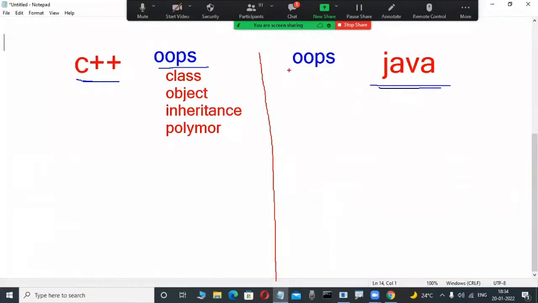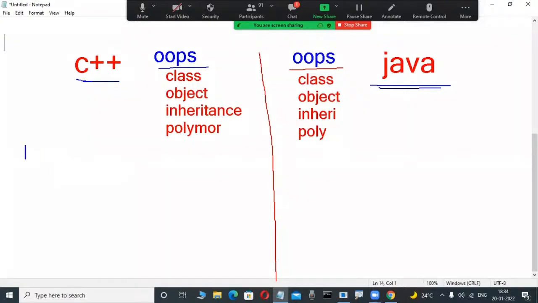Observe here. Same here in Java, the OOPS concepts: what is a class? What is an object? What is inheritance? What is polymorphism? There are so many concepts. That's why conceptually class, object, inheritance, polymorphism are the same in C++ and Java. Encapsulation, binding, something like that. Okay, but observe here. Can anybody guess?